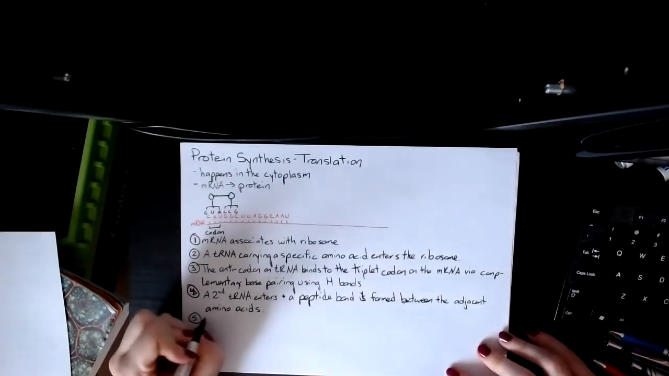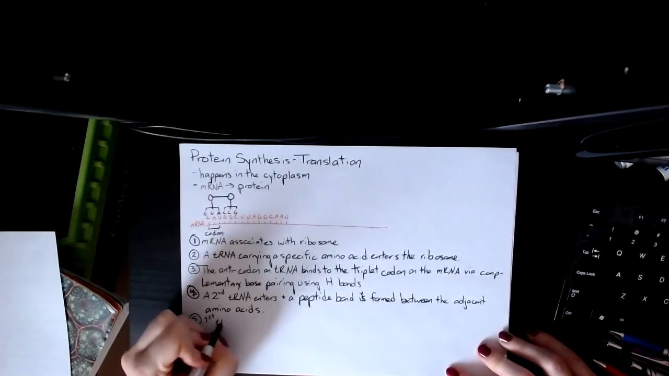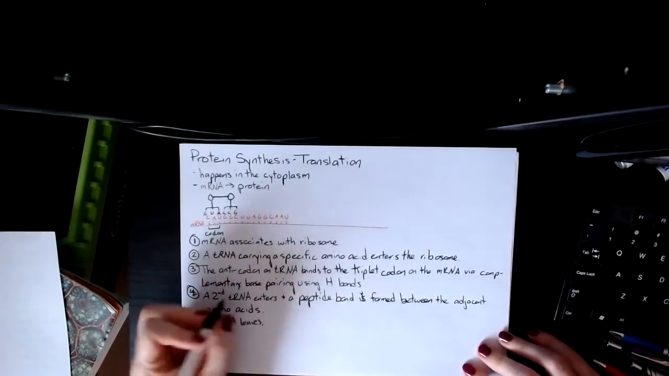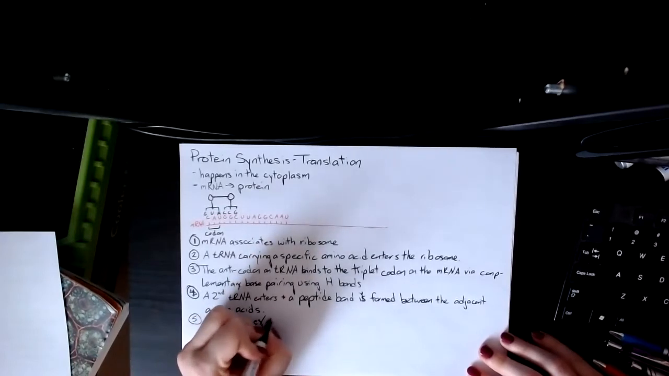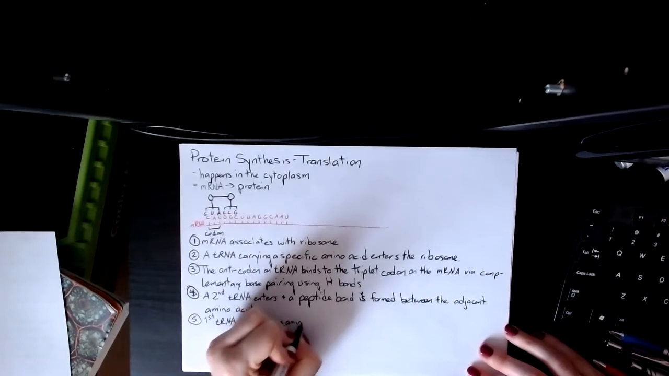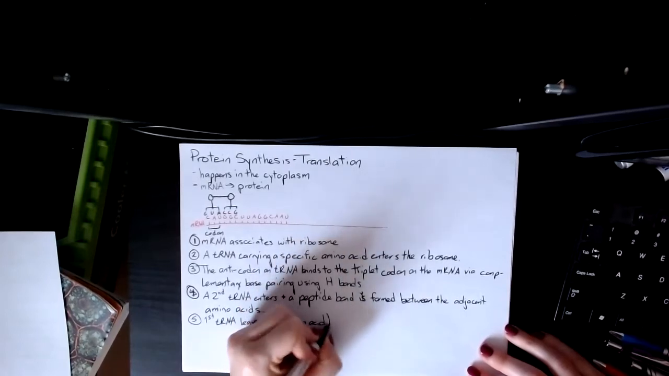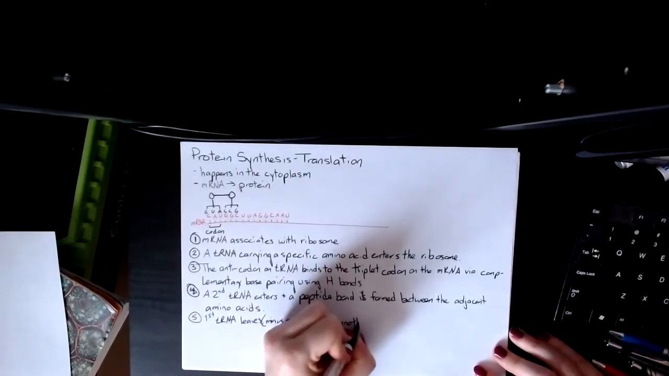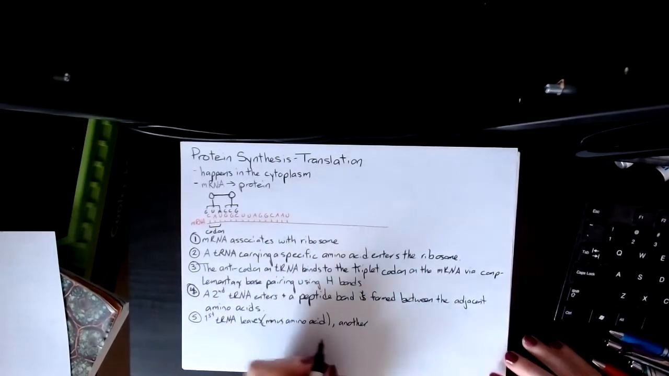So the first tRNA leaves, another one enters. You could say, minus, it doesn't have an amino acid anymore. So sans amino acid, if you want to be fancy about it. Another enters, and the idea is that the process continues until a stop codon is reached.